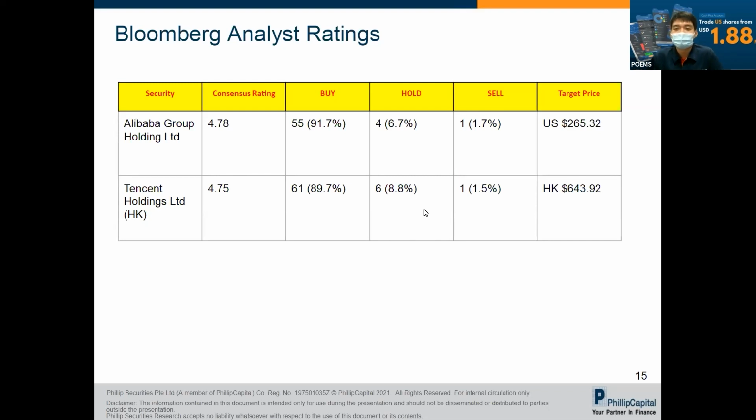So now with interest rates going to rise, investing in gold is actually not the best option. There are better options out there.